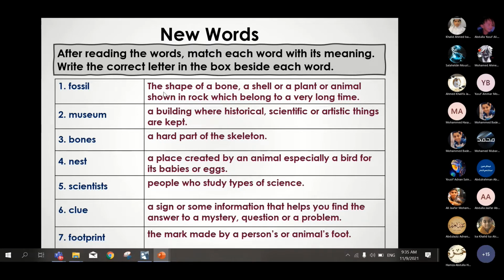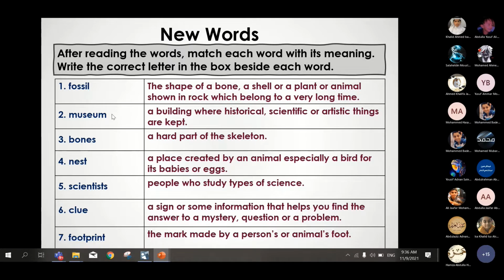Fossil is the shape of a bone, a shell, or a plant or animal like dinosaurs, okay? Shown in rock, which belonged to a very long time ago, maybe millions of years ago. Fossils, my students, are the shape of a bone, a shell, or a plant or animal shown in rock, which belong to a very long time ago.